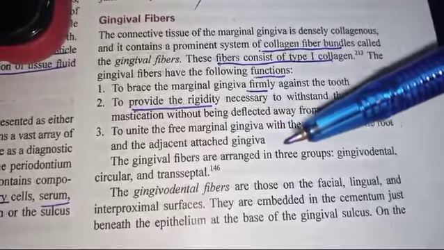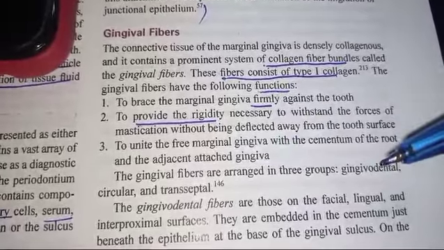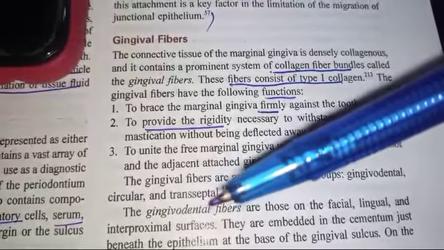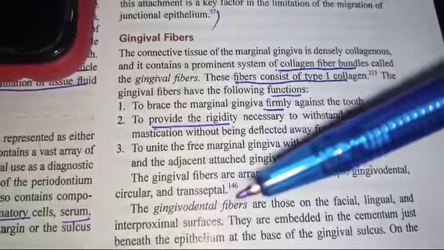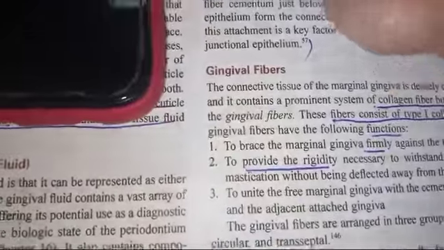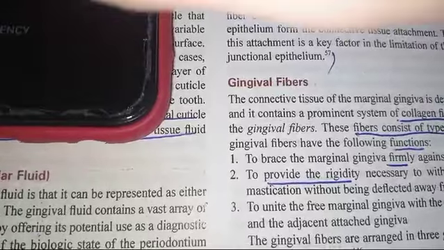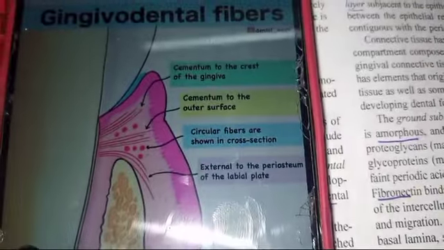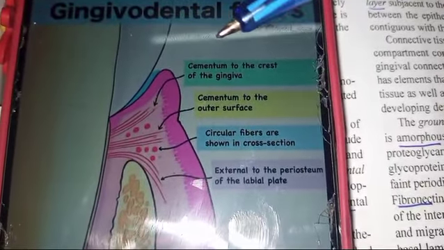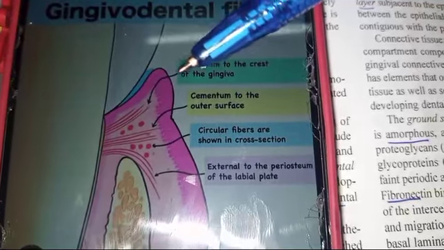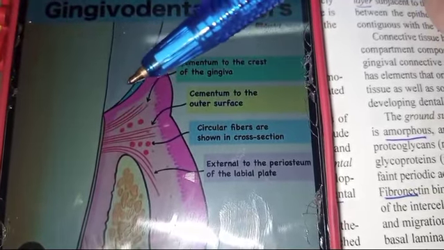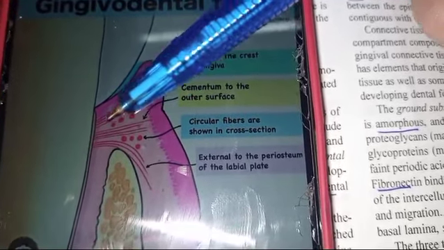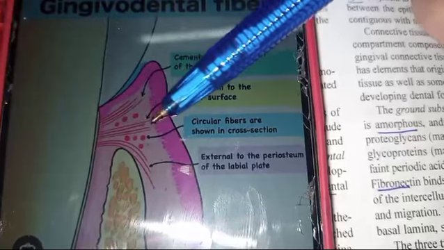Okay, then we have three groups of gingival fibers: gingivodental, circular, and transseptal. Basically, first I want to show you a diagram of the gingivodental fibers. So we'll study this first, then we will move on. So you can see these gingivodental fibers. Number one is cementum. It moves from the cementum to the crest of the gingiva like this. So you should know it. Then from the cementum to the outer surface.